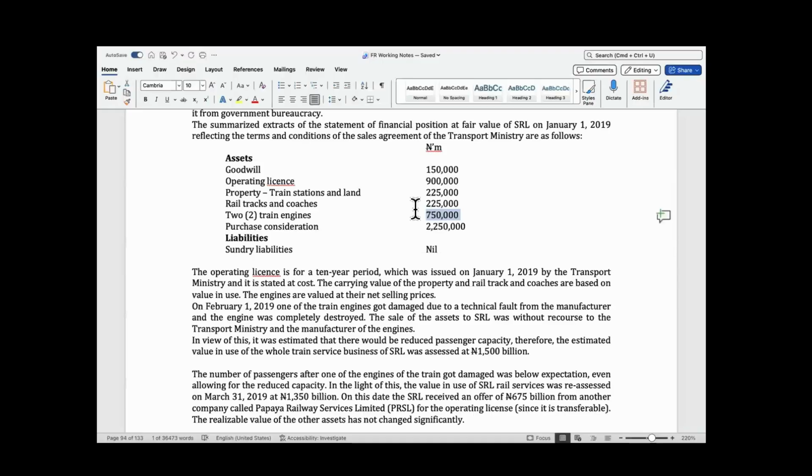Remember what I told you? When you are allocating impairment loss to a CGU, you must ensure that you do not impair an asset below its net realizable value. So given this as the net realizable value of the engines, I'll remember that I cannot impair below this. I'll most likely leave it alone going forward.